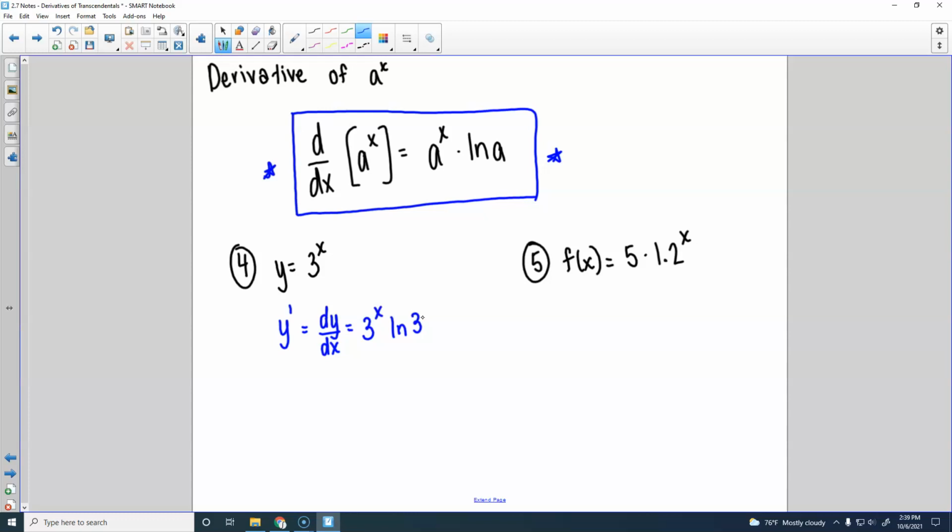Yeah, that is our derivative. And leave it. Well, that's so easy. I was literally pulling out my calculator. You just leave it.